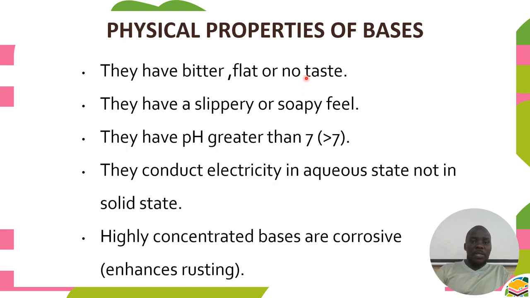The physical properties of bases now: they have a bitter or flat or no taste. They have a slippery as well as soapy feel when touched. They have pH greater than 7. They conduct electricity in aqueous state, not in solid state. In aqueous state, they have ions. They are highly concentrated. Bases are able to form corrosion as well as to enhance rusting.